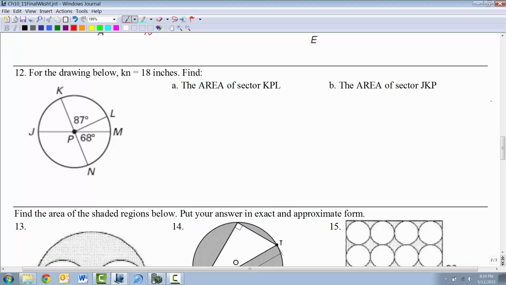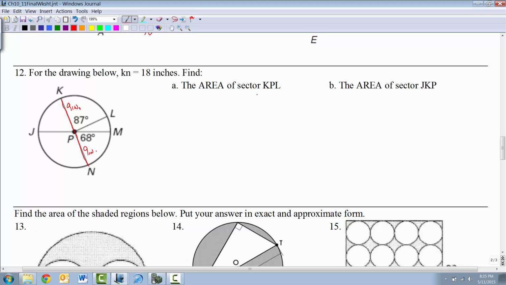Okay. All right, so for the drawing below, KN is 18 inches. What's KN? Good, everybody. That is a diameter. So what does that mean? The radius is 9 inches. Okay, so 9 inches, 9 inches.